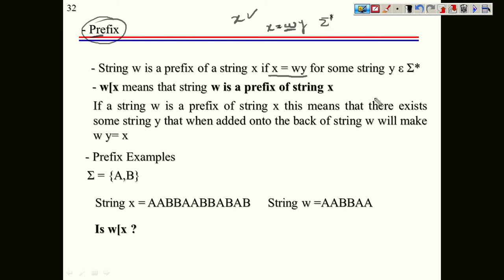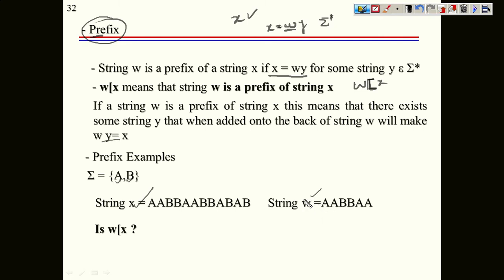We represent this as w left bracket x, which means that w is a prefix of x. Let us take one example here. Sigma here is AB. That means you can derive your strings consisting of these two symbols A and B. This is one string given to us, and if you write AABBAA, then this will be W. Now the primary condition of W is that it must start from the beginning, and also it must be a part of the string. What does that mean?